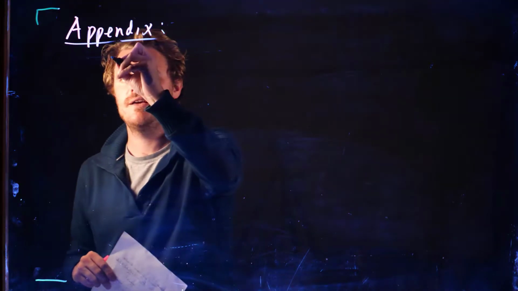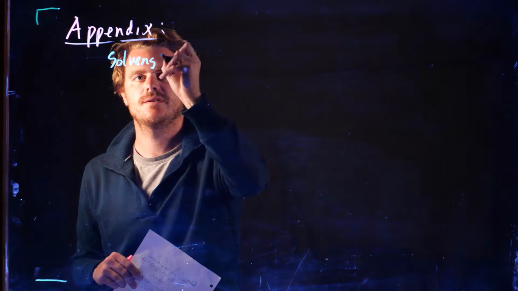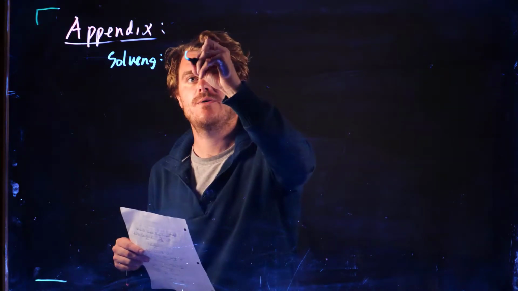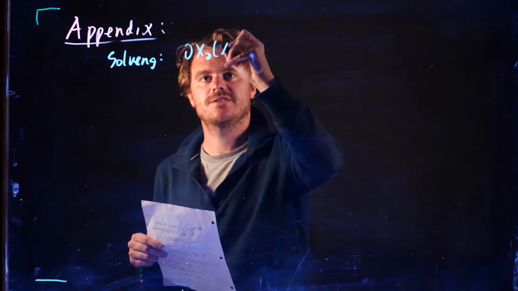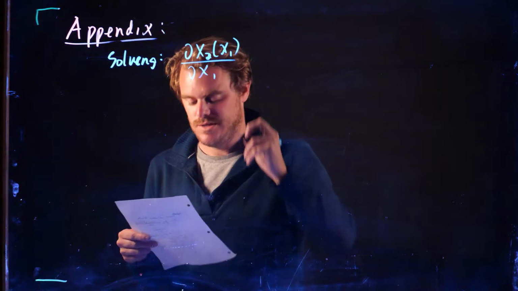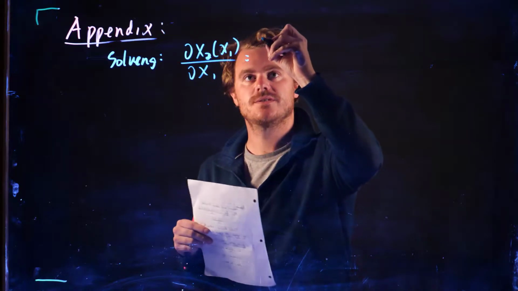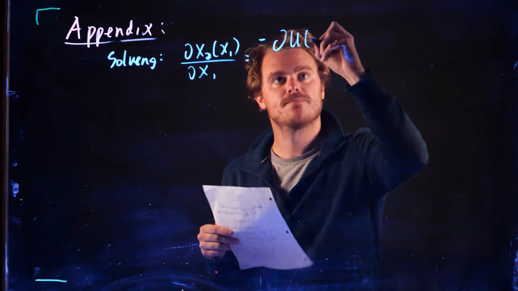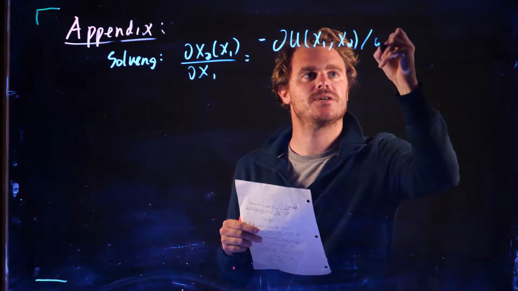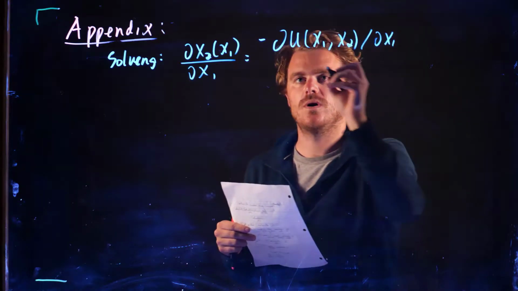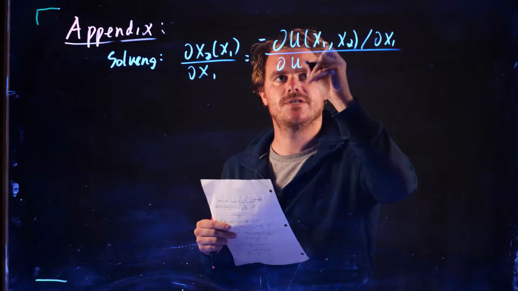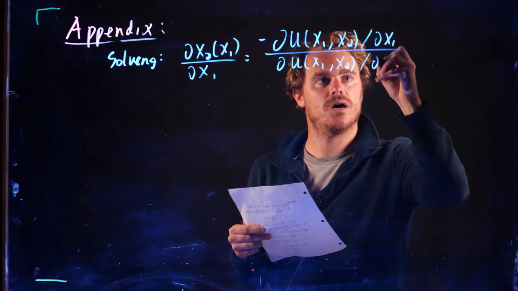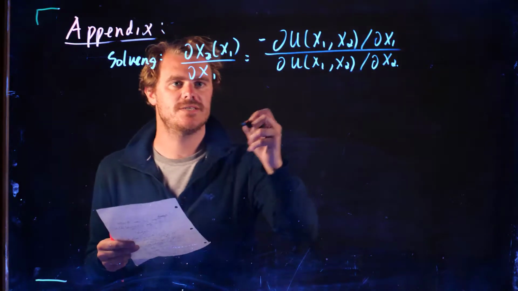So if we took that line down here and we're solving, we can rearrange it again just to get it in the same form as before. We're just going to get the derivative of x2, which is a function of x1, over the derivative of x1 equals minus the partial derivative of the utility function with respect to x1 over the derivative of this utility function with respect to x2. So this is the same as above.